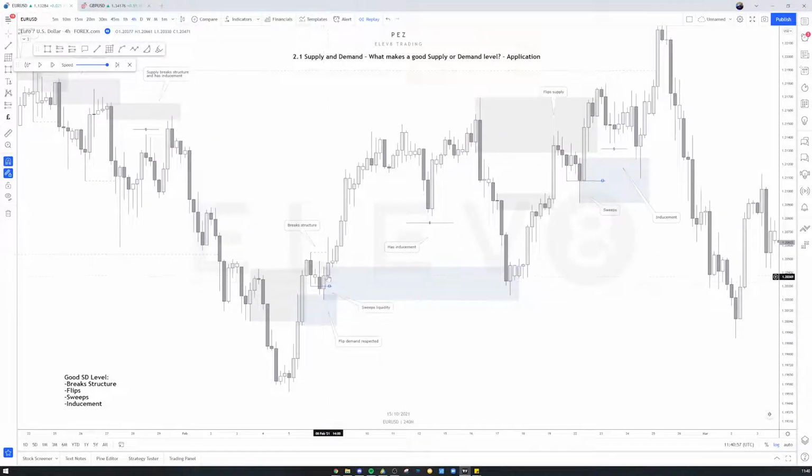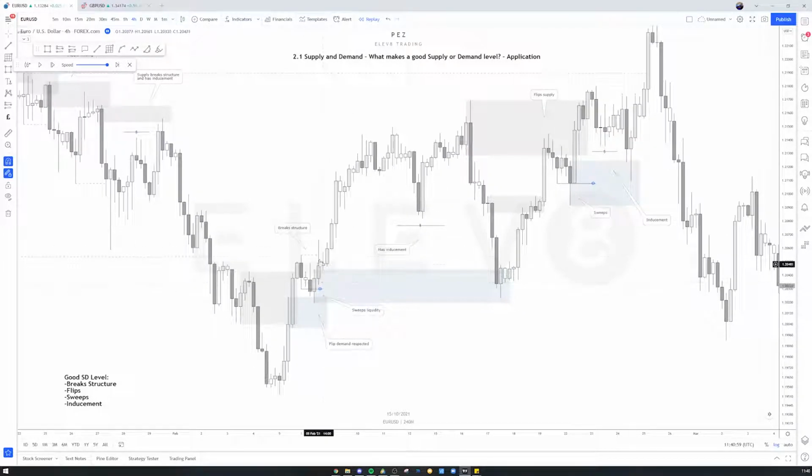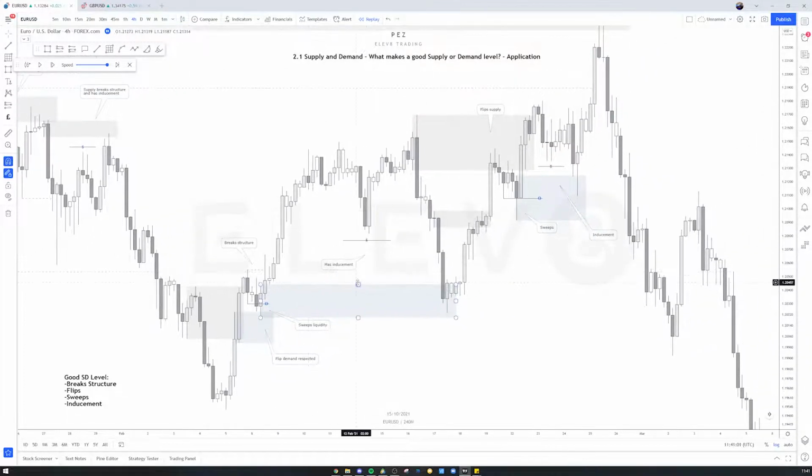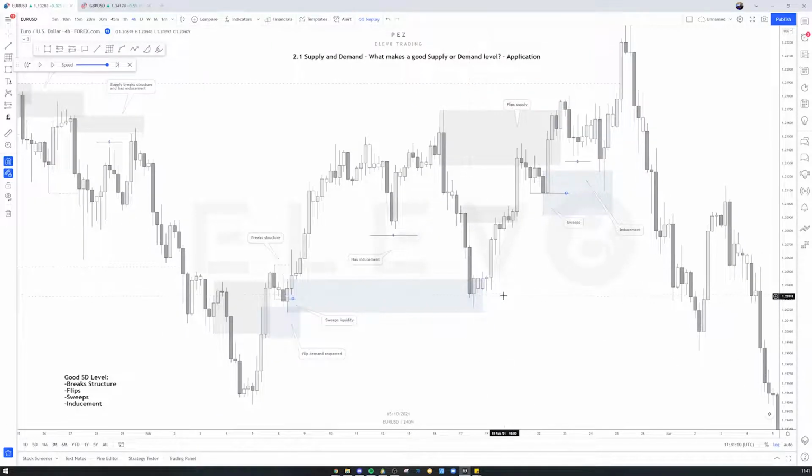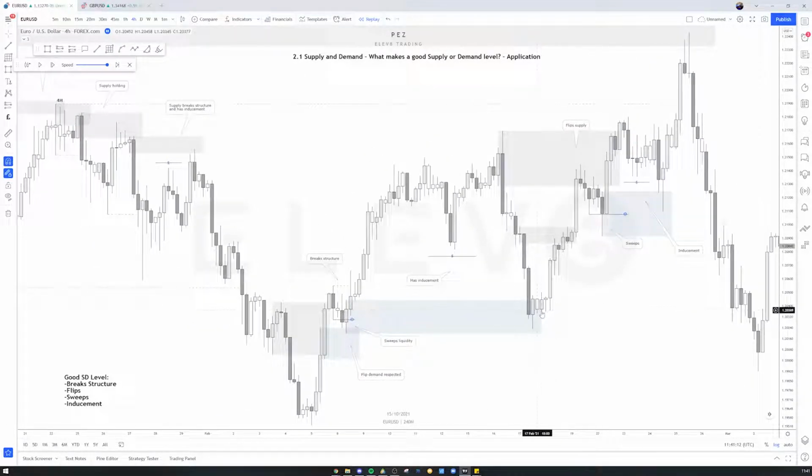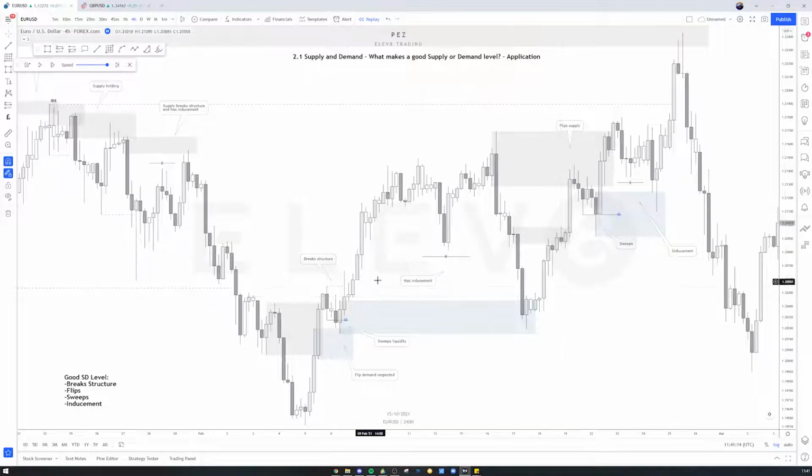So we got this demand created here from the sweep and the break, and then we get some inducement created for this, which then comes down, taps in and runs. So this would be a very nice level to trade from. So sweep, break of structure, inducement.